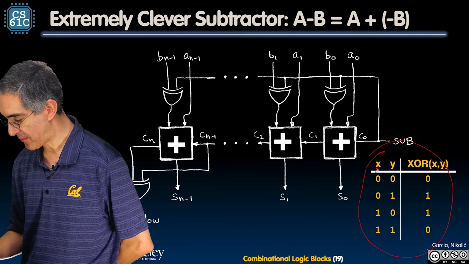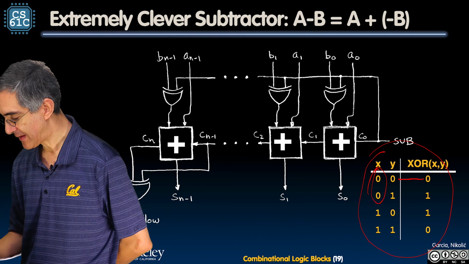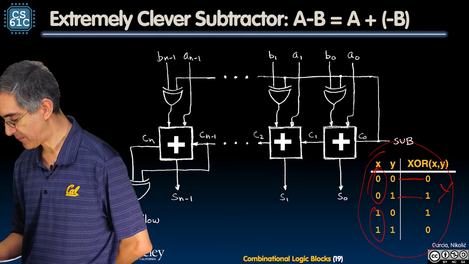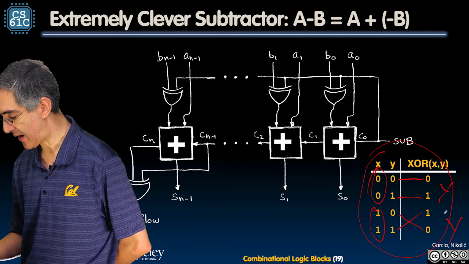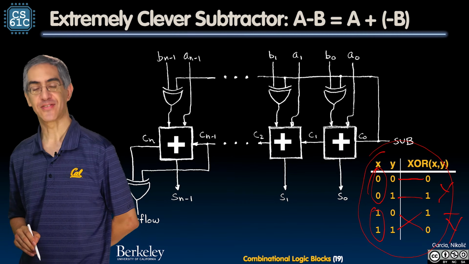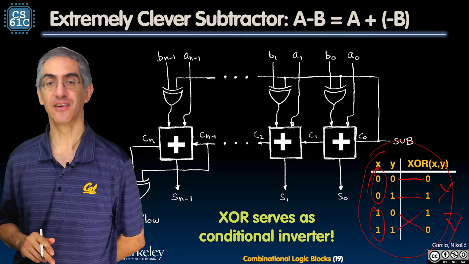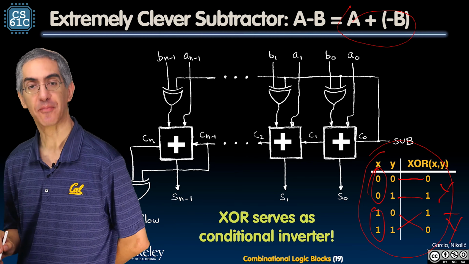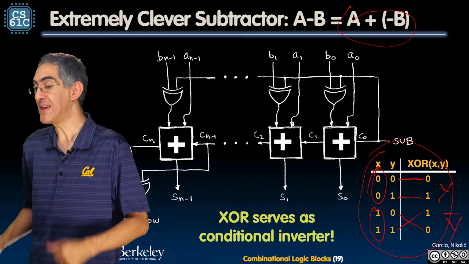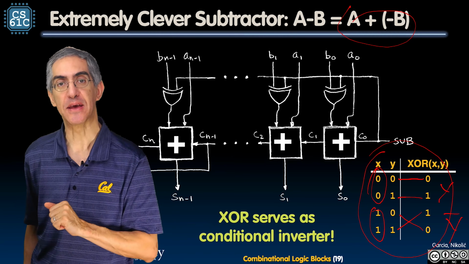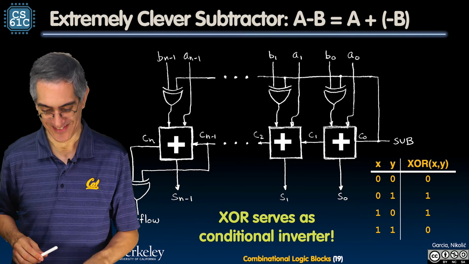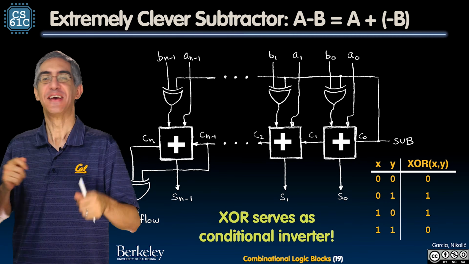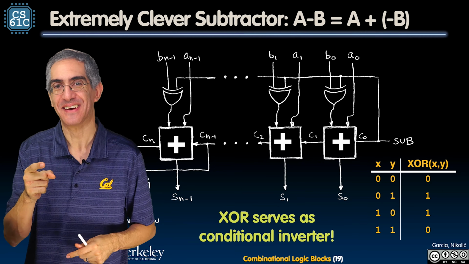When X is 0, the output is just Y. When X is 1, it switches. It's not Y. We call this a conditional inverter. So, A plus negative B. Sometimes I want to add A plus B. Sometimes I want to add A plus negative B. How do you negate a 2's complement number? You invert the bits and add 1.